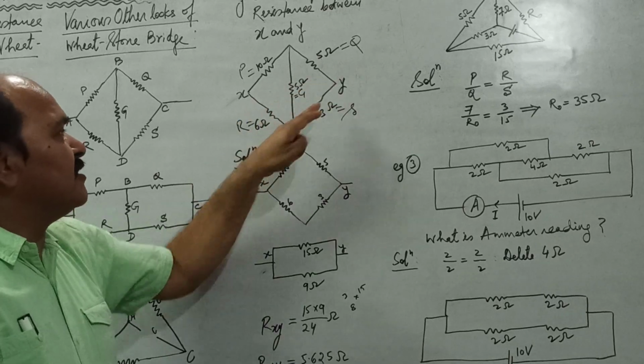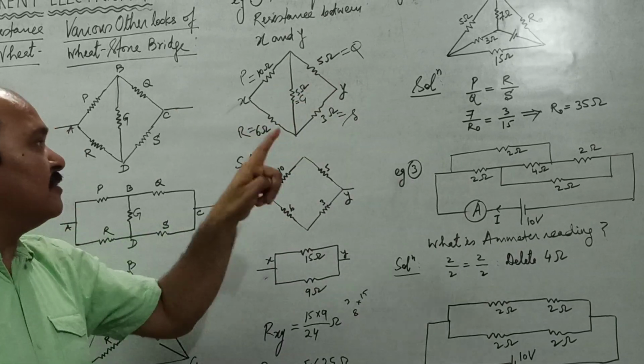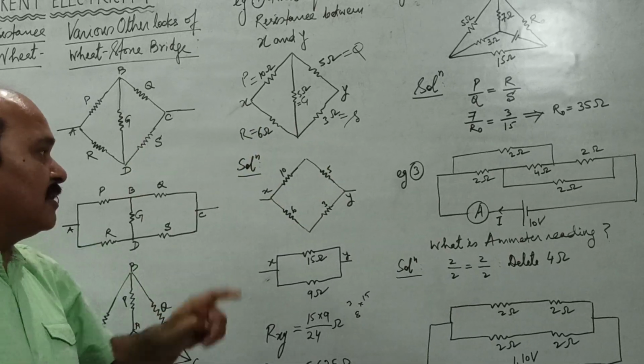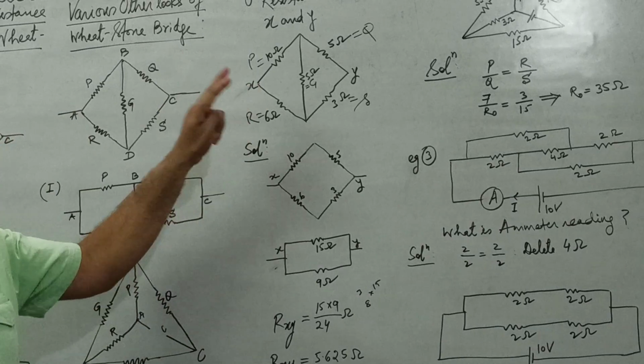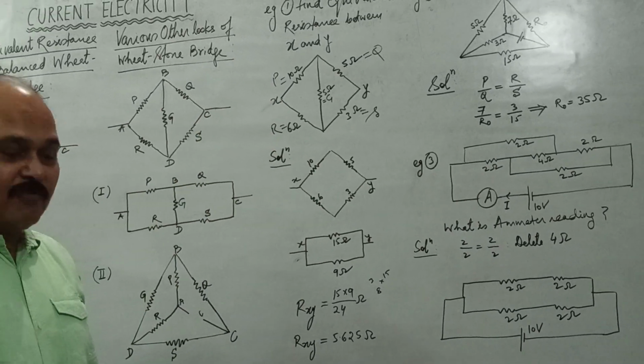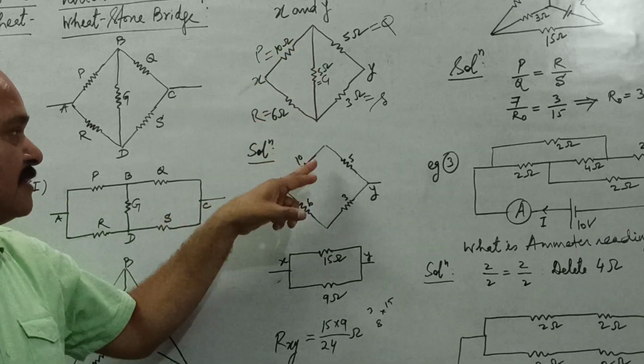Is 10 by 5 equal to 6 by 3? Yes, it is. 10 by 5 is equal to 2. 6 by 3 is also equal to 2. That means P by Q is equal to R by S. That means this Wheatstone bridge is balanced. Once it is balanced, we can delete this G resistance.